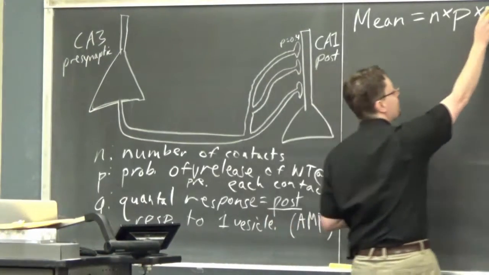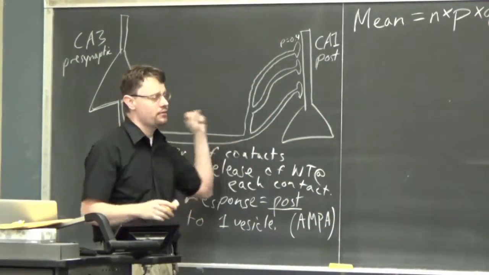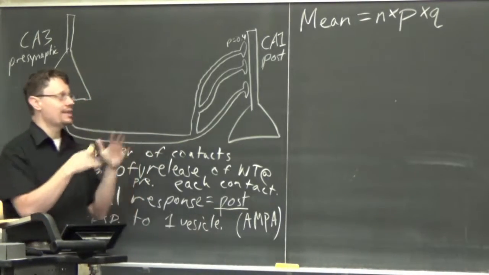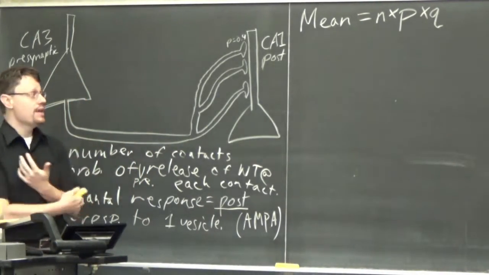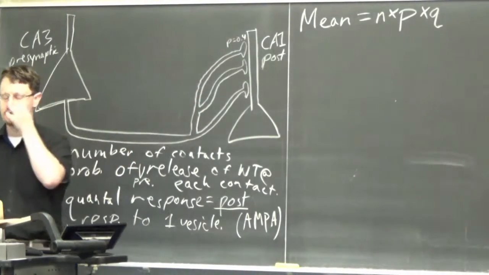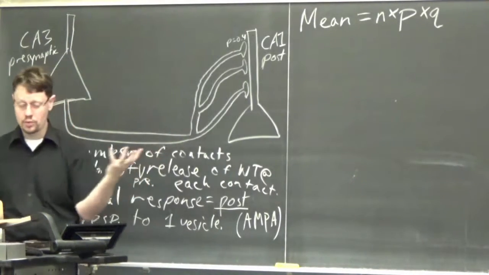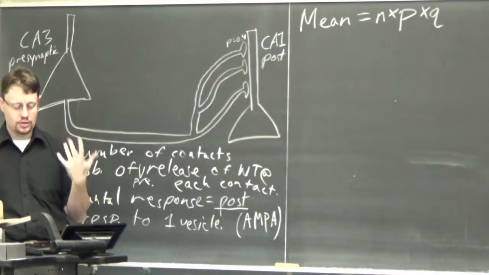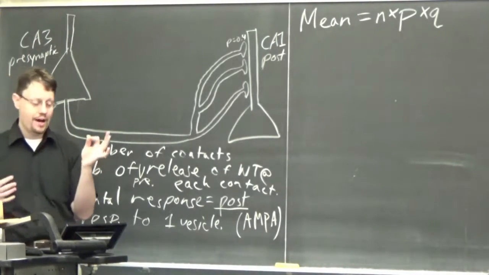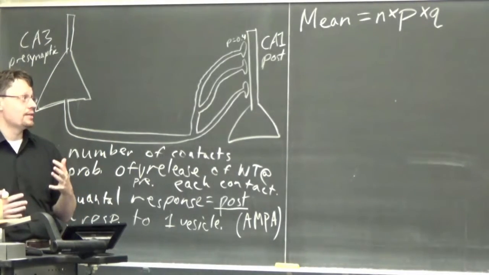So our expected mean, if we simulate this axon a lot of times, simulate the weight, and look at the average across all of it, it's going to be equal to the number of contacts times the probability of release times the postsynaptic sensitivity. Sort of a relatively simple equation. And so that's just our expectation. And probably most people worked out the average response in a much more complicated way.